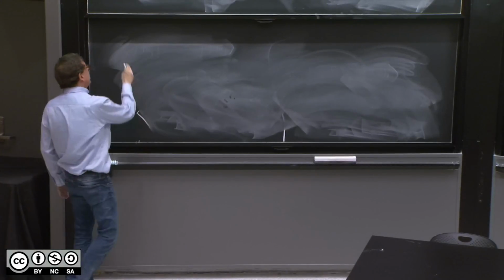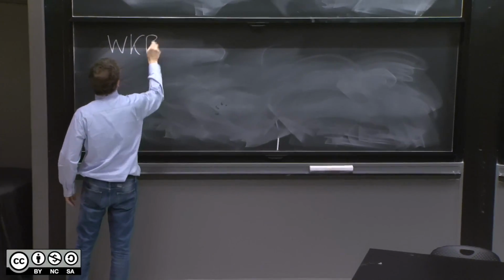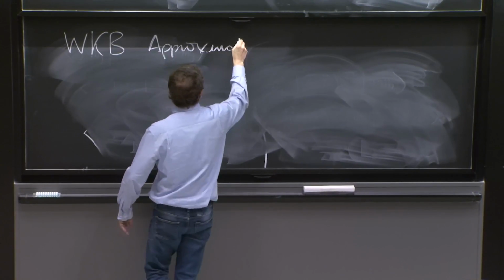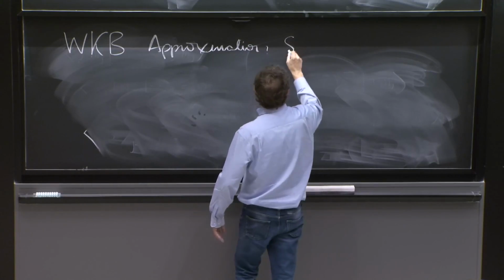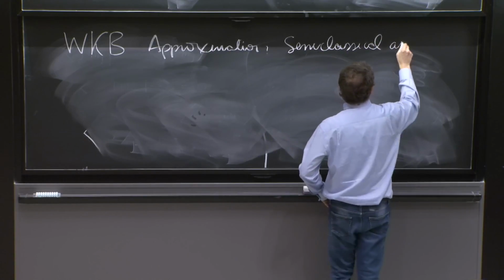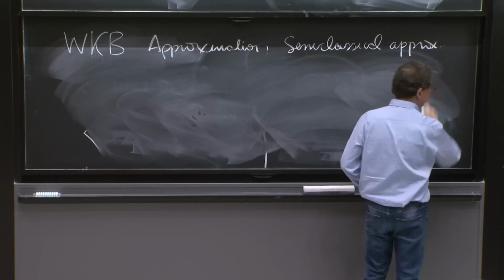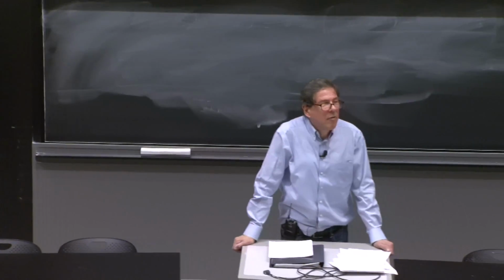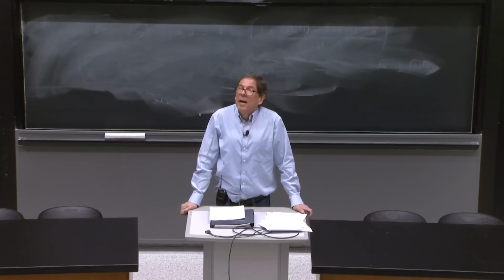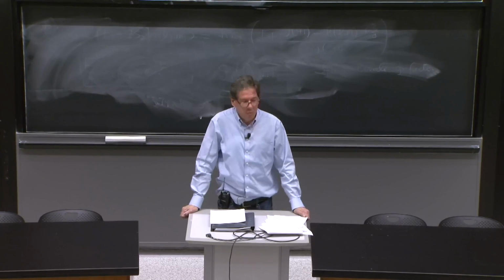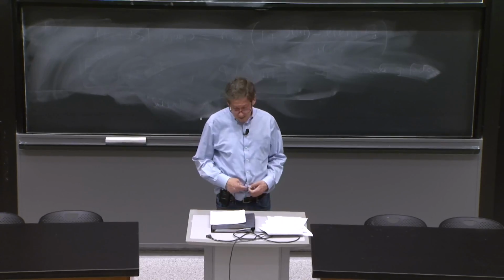So, the WKB approximation, or the semi-classical approximation. This is work due to three people, Wentzel, Kramers, and Brillouin, in that incredible year, 1926, where so much of quantum mechanics was figured out.